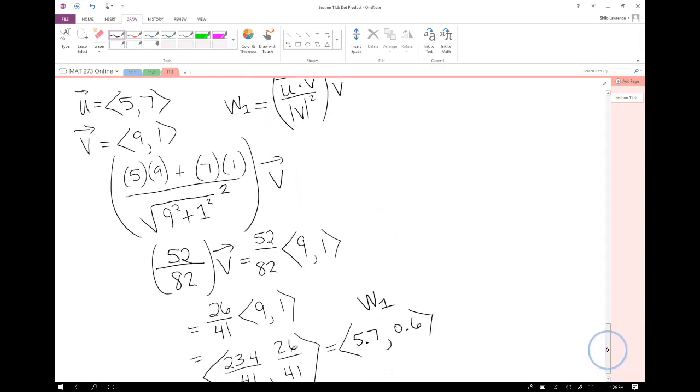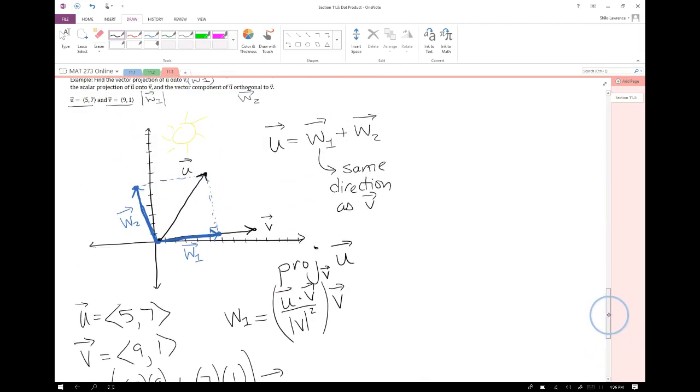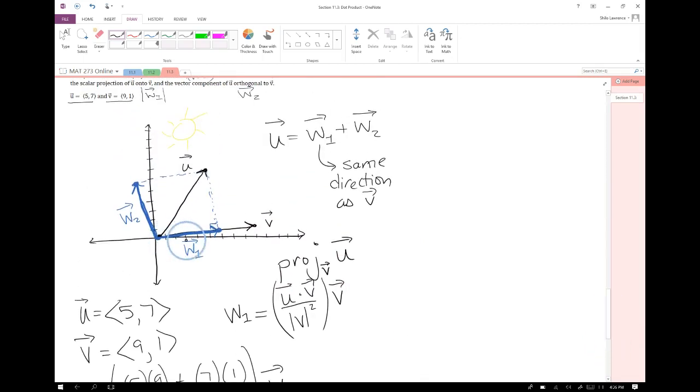Let's see if that matches up with our graph. 5.7, 0.6. So 1, 2, 3, 4, 5. Yep, we went about 5.7 units out, and we went about 0.6 units up to get our w sub 1. So that's matching up pretty good with what we were guessing on our graph.